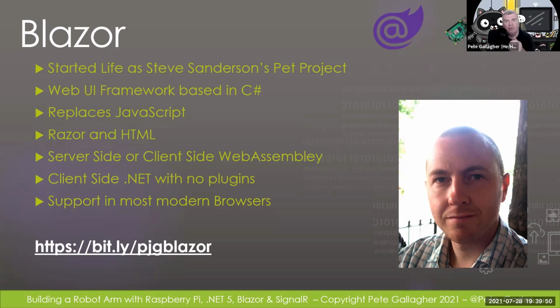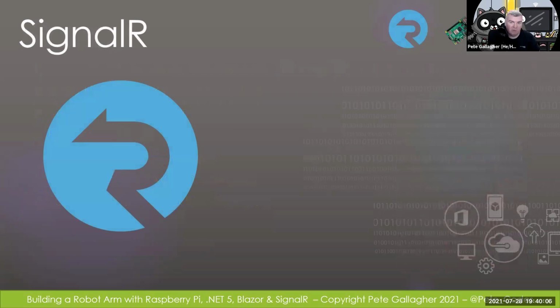But Blazor is only half of the story. We need some way to be able to communicate between the browser and our robot arm. So I wanted real time. I didn't want to have any wait. I wanted almost lagless control of my robot arm. So SignalR is what we want for that.